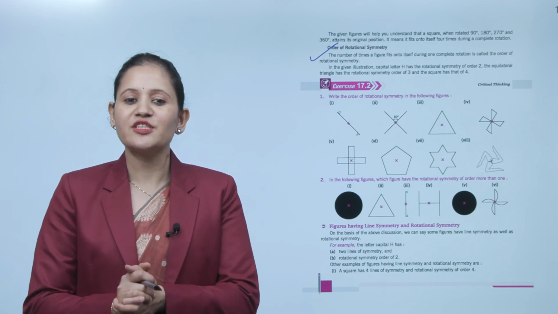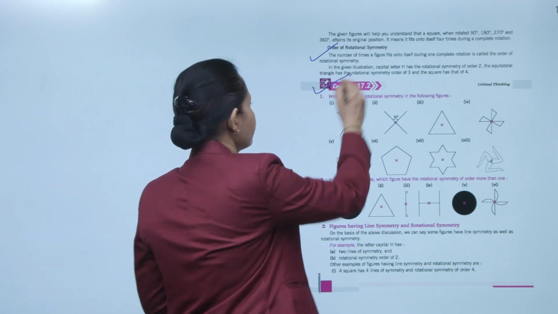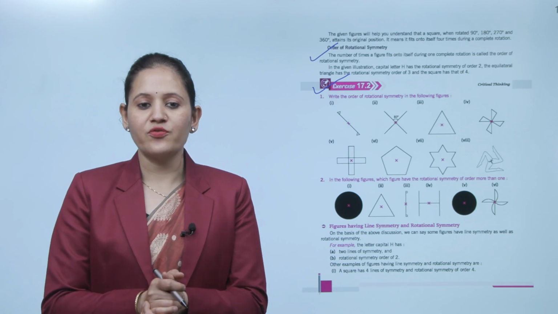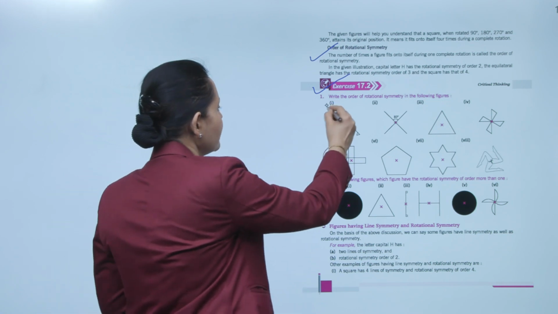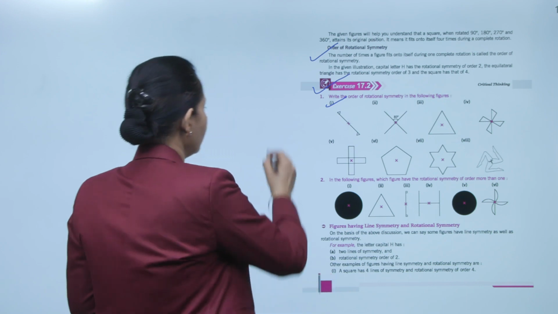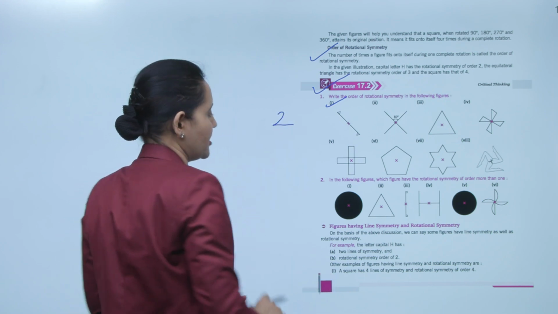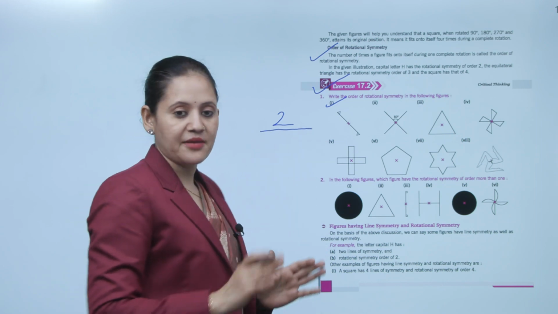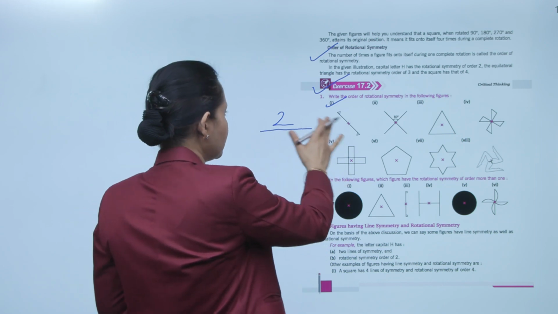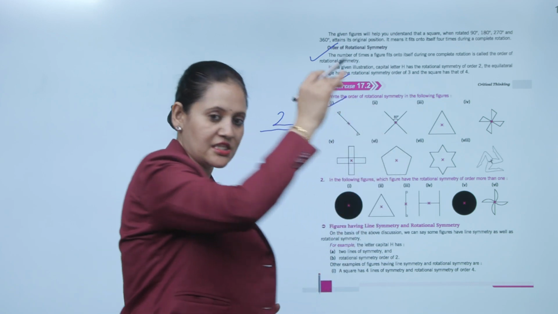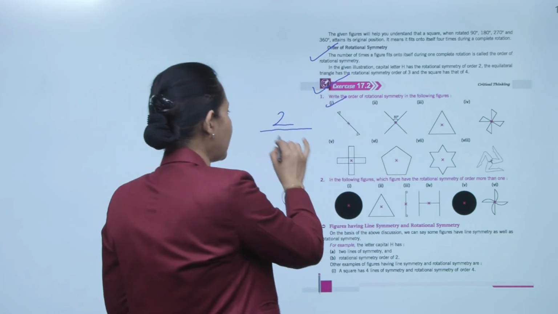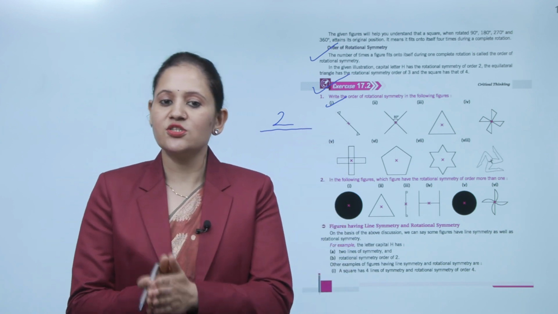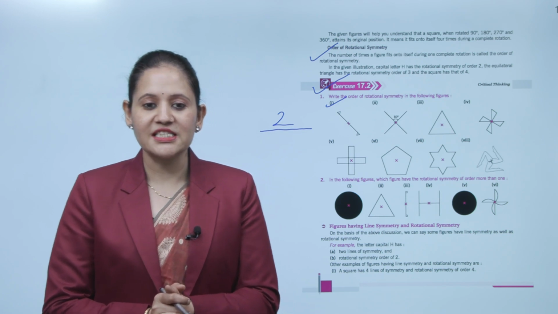Next is exercise 17.2. Write the order of rotational symmetry in the following figure. In first one, it has order 2 rotational symmetry. Rotational symmetry का order हो जाएगा because 2 times it will fit into original position during the complete rotation. 360 degree rotate करेंगे, so 2 times it will fit into original position. So order of rotational symmetry will be 2. Practice all the questions of this exercise.